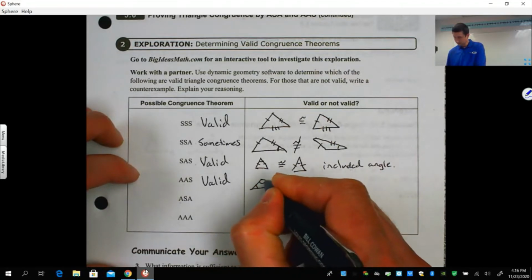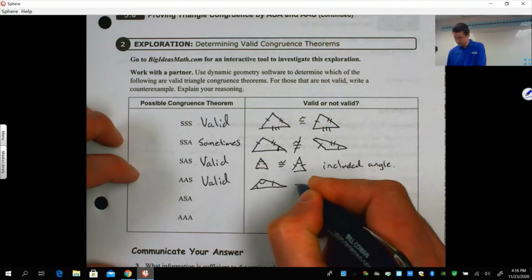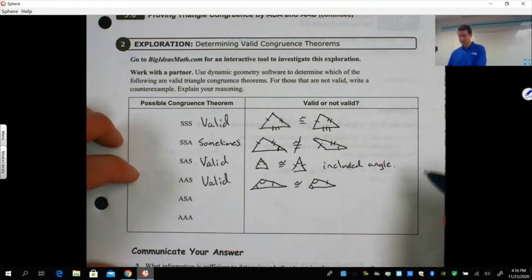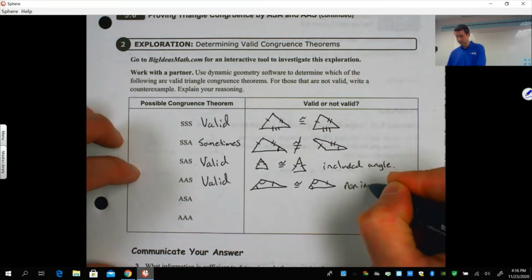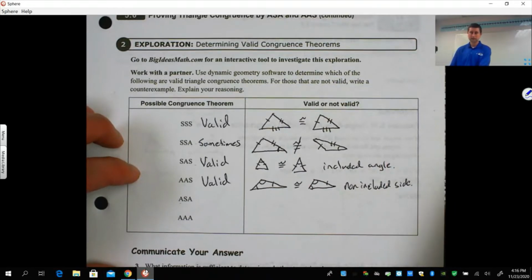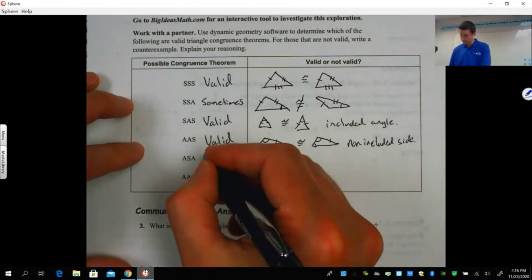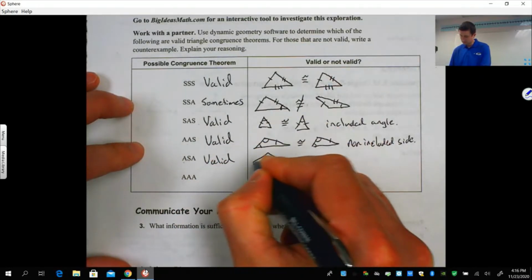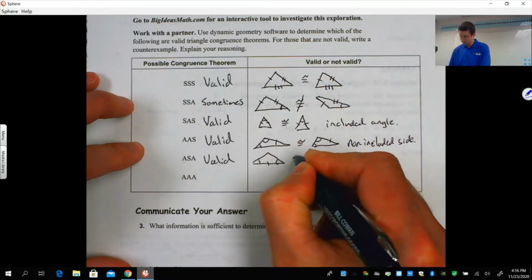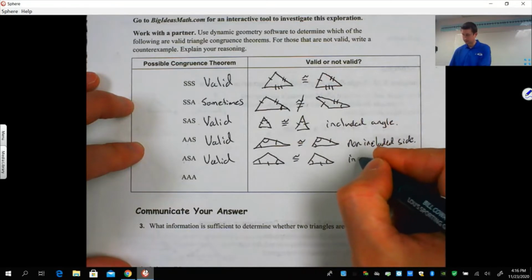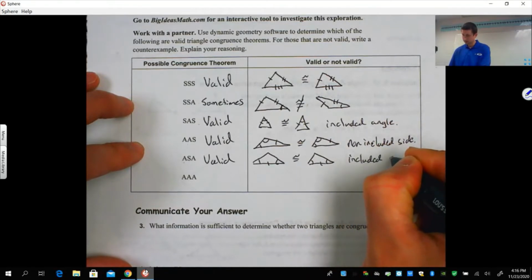So angle, angle, side is congruent to angle, angle, side. So this is a non-included side. So you have two angles and a non-included side. Angle, side, angle, that is a valid one. Angle, side, angle. That is congruent to angle, side, angle. This would be included angle. Sorry, included side.